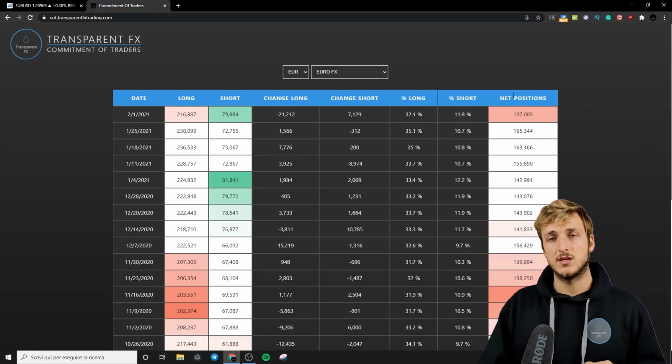Now, what we can see here with the last reports is that we went from having 165.3k net positions to 137k net positions, with 21.2k longs closed with the last report and 7.1k shorts getting opened. So on the euro, we're starting to get quite weak. We don't see the strength.